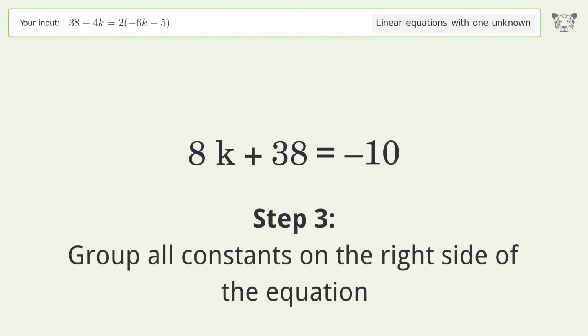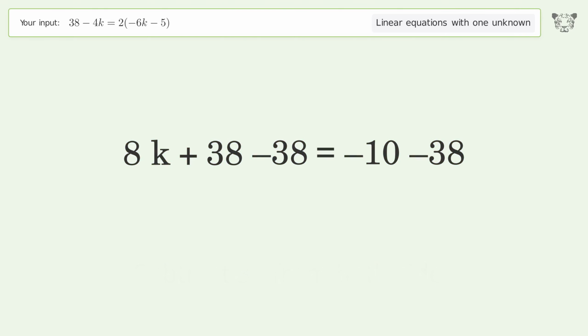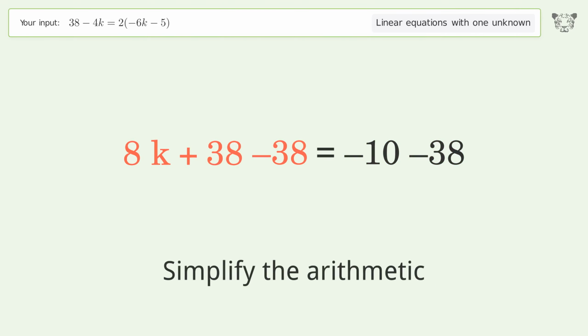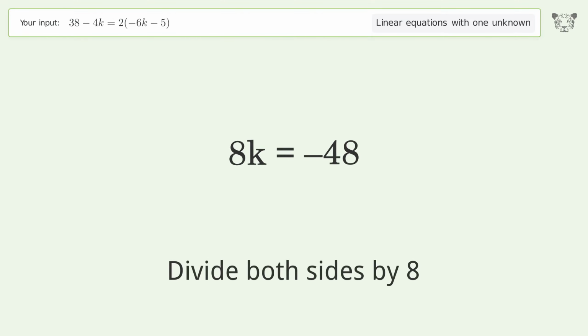Group all constants on the right side of the equation. Subtract 38 from both sides. Simplify the arithmetic. Isolate the k. Divide both sides by 8.